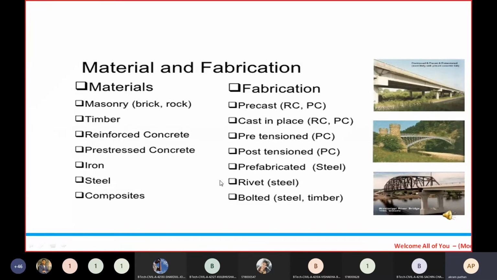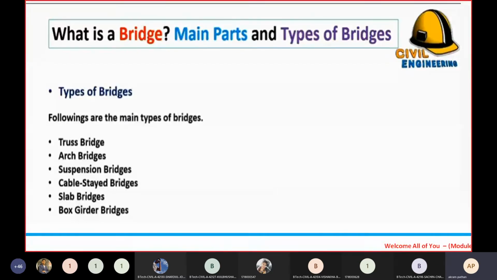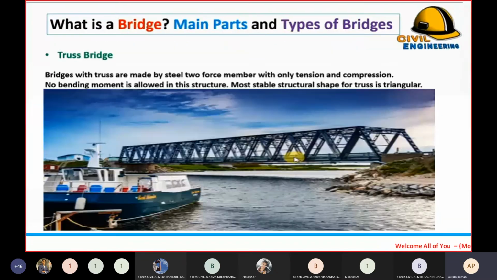So we look into considerations, the materials and the fabrications. Then we are going to see them one by one. The following are the main types of bridges. A truss bridge, then arch bridges, suspension, cable stayed, then slab bridge, box girder bridge. So these are the six main types of bridge we are going to construct for transportation purposes or for the crossing of a railway or roads.